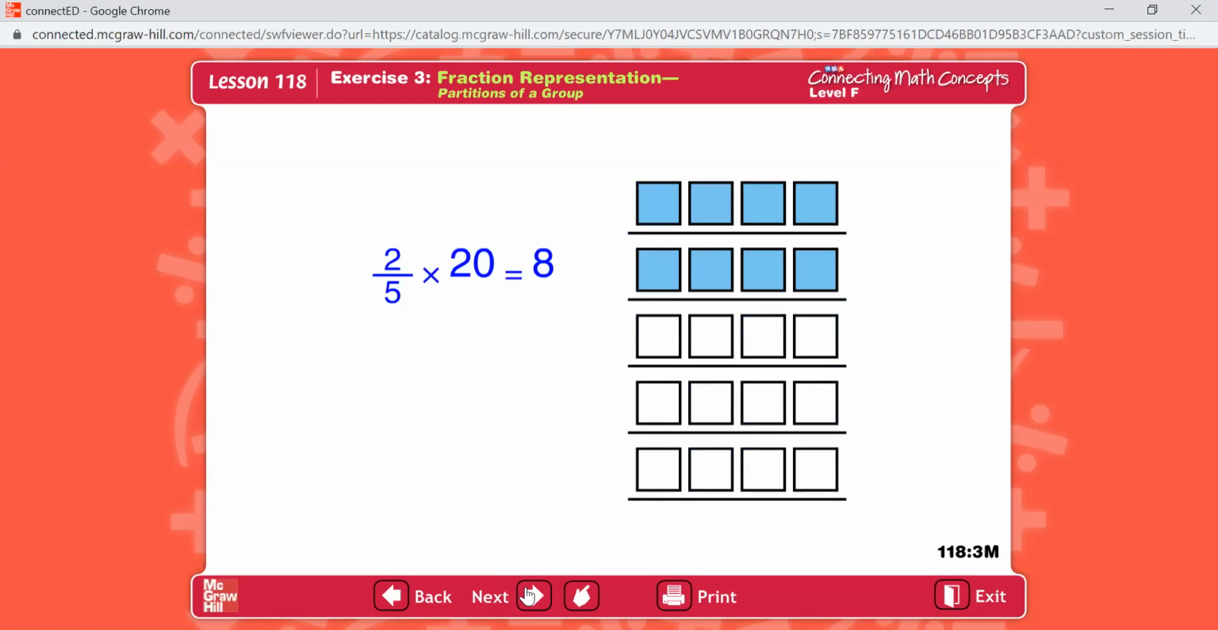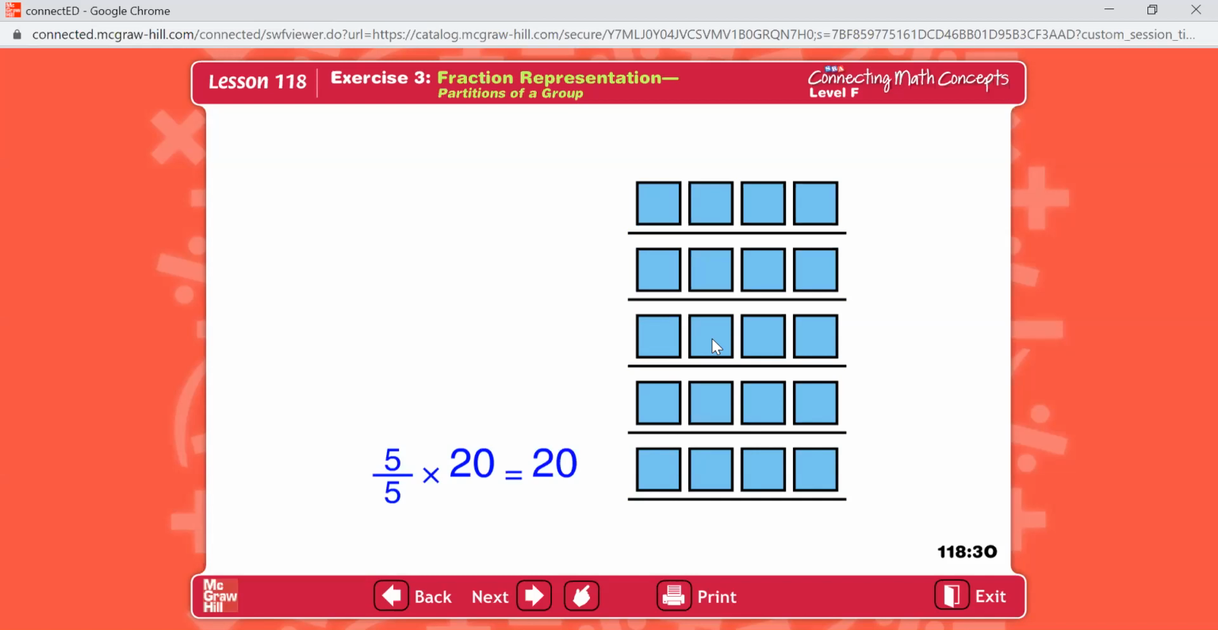Here's the equation for 2/5 times 20. That equals 8. 1, 2, 3, 4, 5, 6, 7, 8, because out of 2 of these you have 2 groups, you have 8 shaded squares. Now write the equation for 4 groups. This is what you should have. Now, if you had 5 out of 5 groups, what would that equation be? 5/5 times 20 equals 20 because it's the whole group.